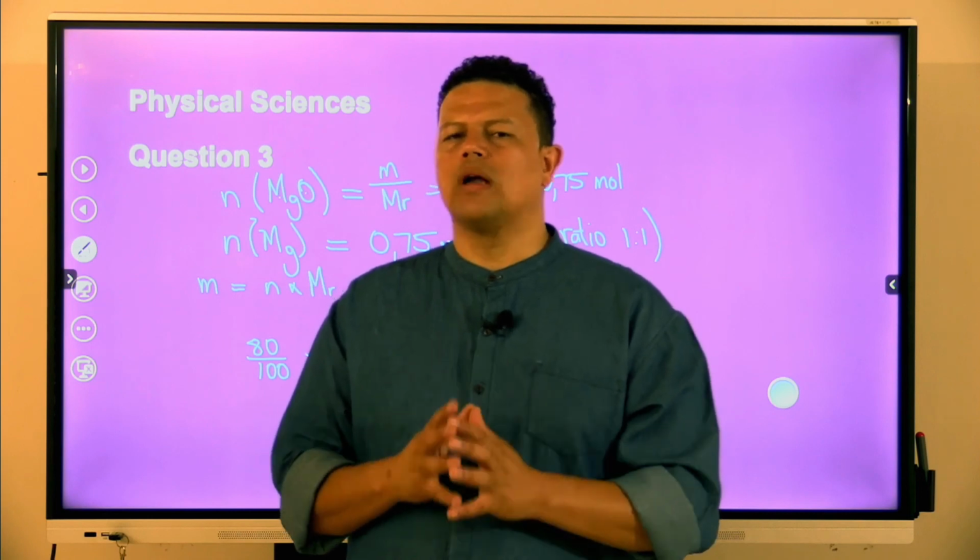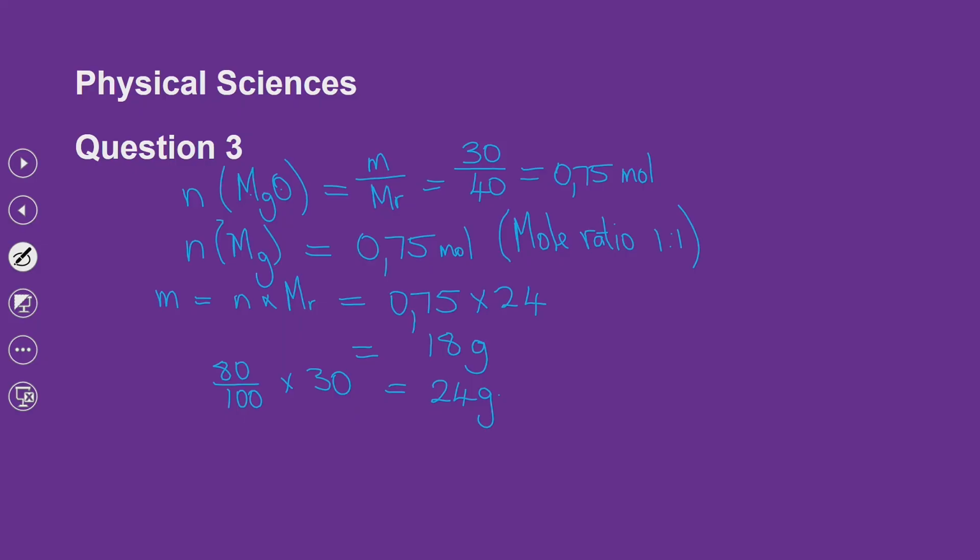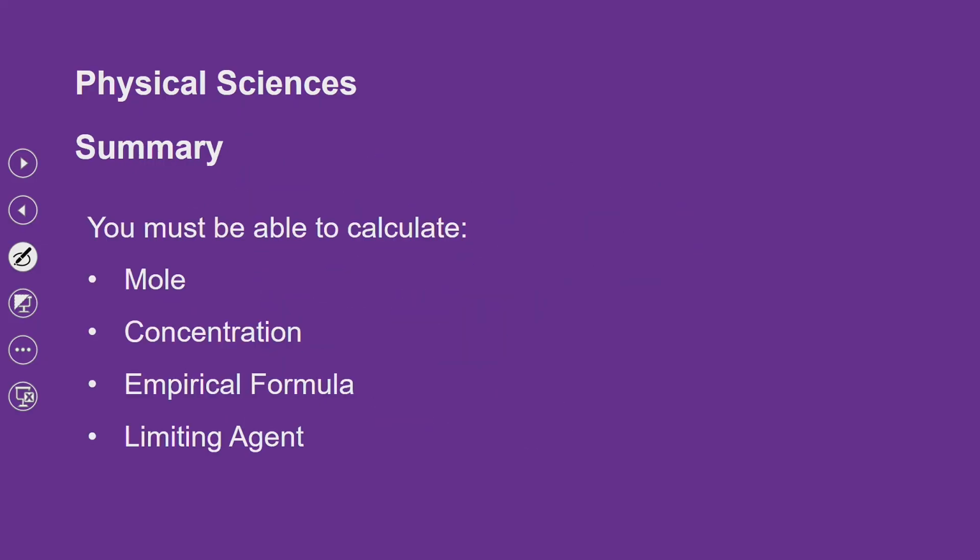Let's quickly recap. What are we supposed to know for this particular chapter? We need to understand the mole and the calculations thereof. Number of mole is mass over molar mass. We did not do this as an example, but it's important to remember concentration is equal to your number of mole over volume. We had a good practice with empirical formula and also calculating the limiting agent.